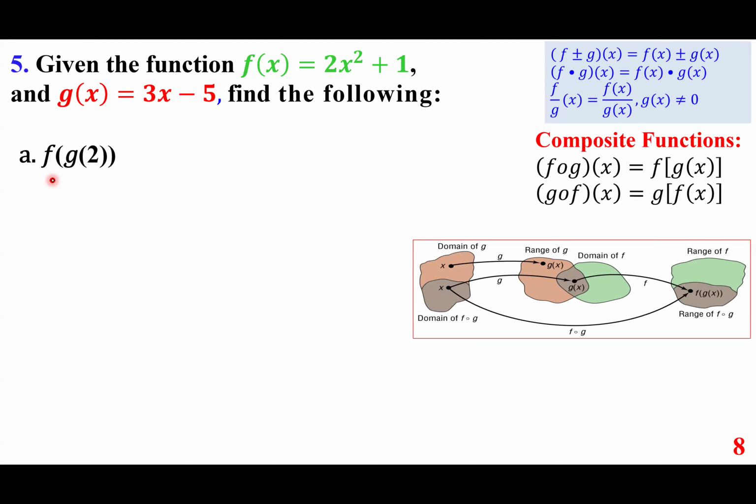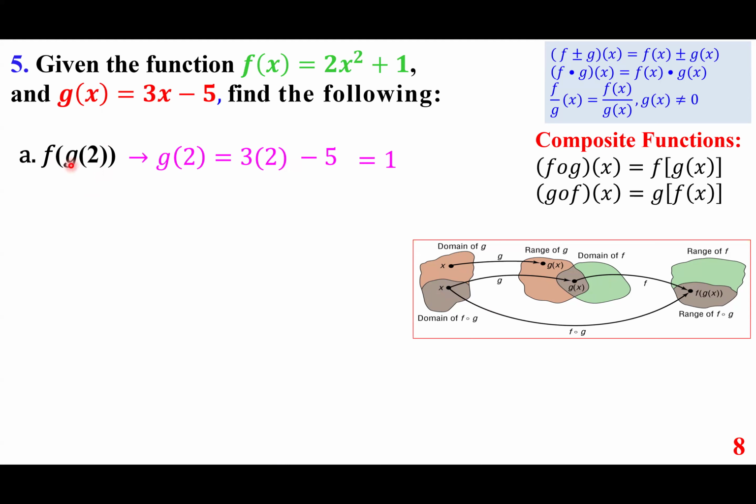So what do we mean by that? Let's find out. You want f of g of 2? First, you have to find g of 2. That's the concept that is explained here. Ignore f for now, just find g of 2. 3 times 2 minus 5, 6 minus 5 is 1.